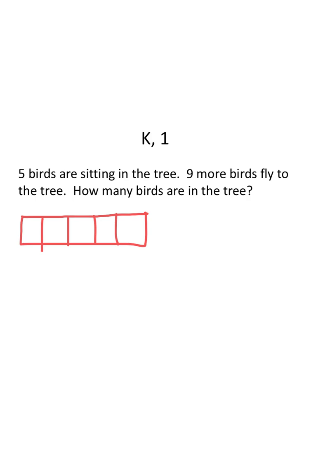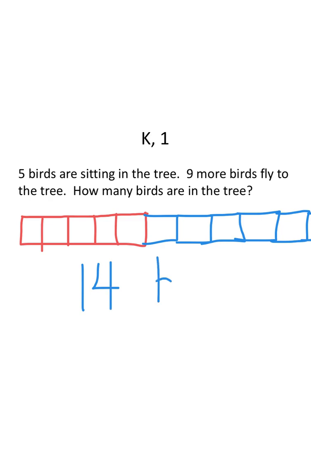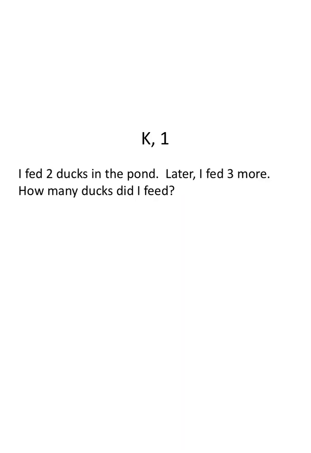Now we need to add 9 more birds to it. So 1, 2, 3, 4, 5, 6, 7, 8, 9. Now a kindergartner or a first grader is probably going to need to count every single object to know that there are 14 birds. But they're going to be practicing building that model drawing at a young age.